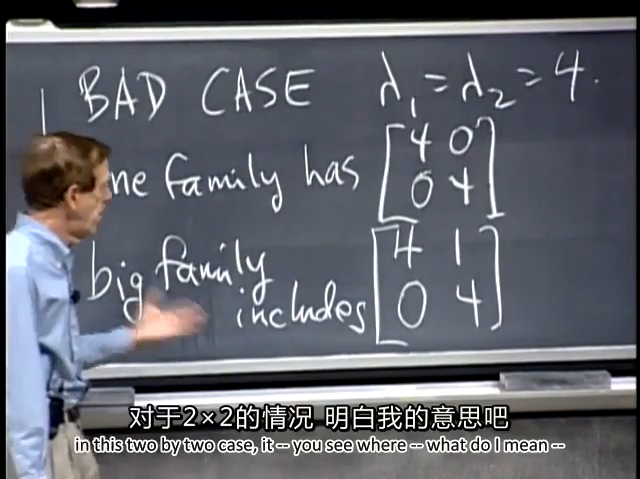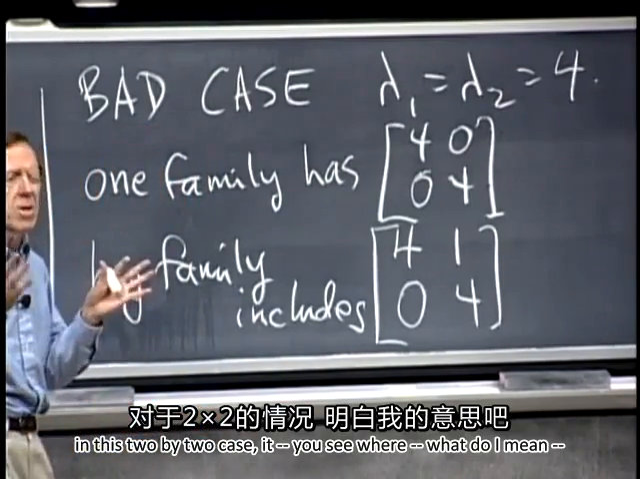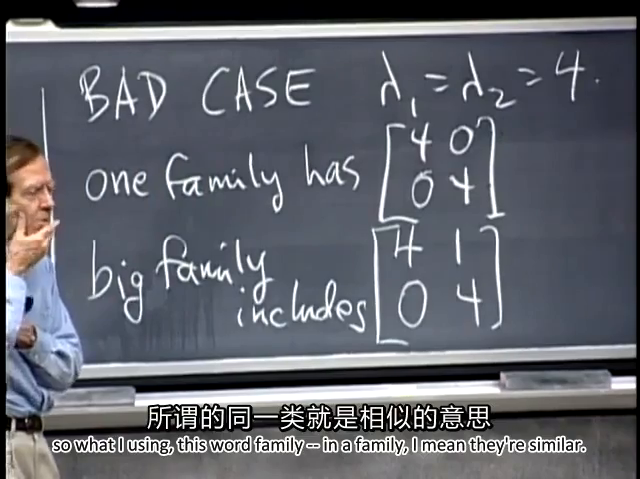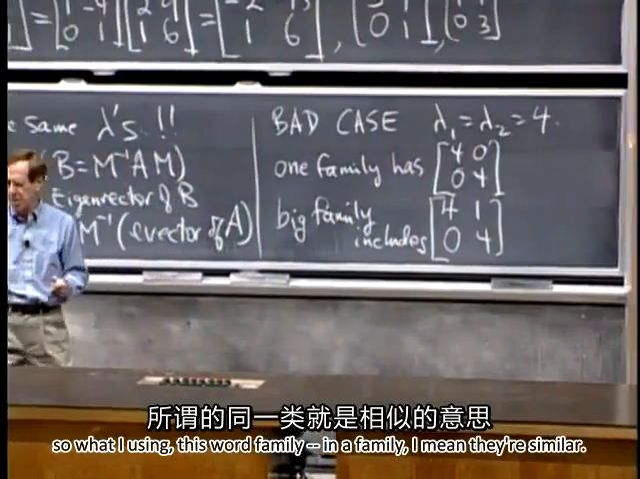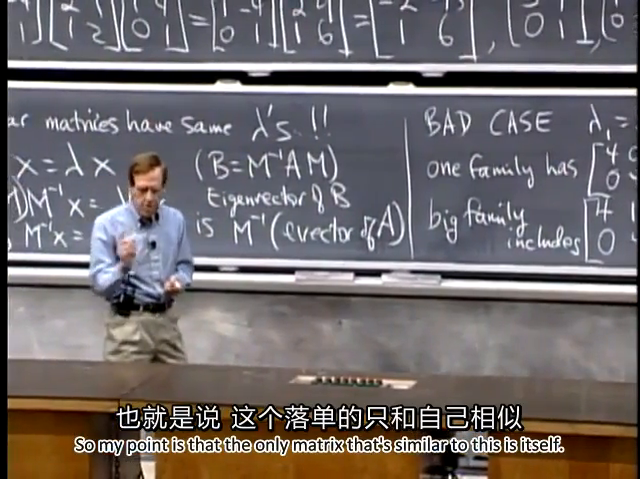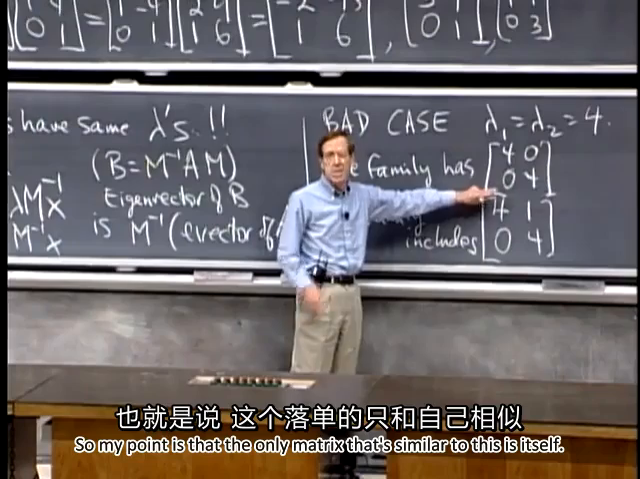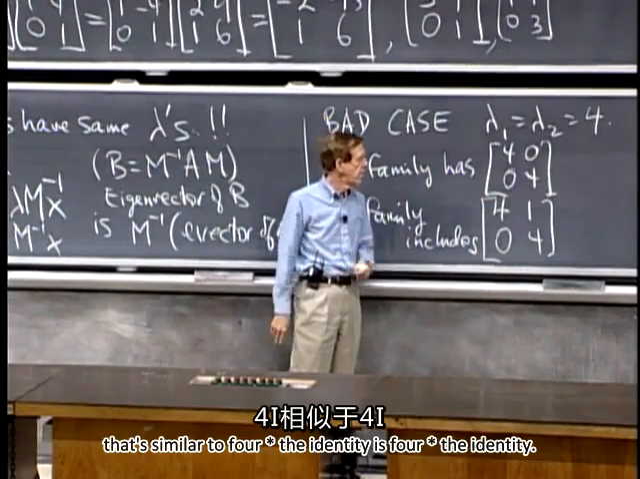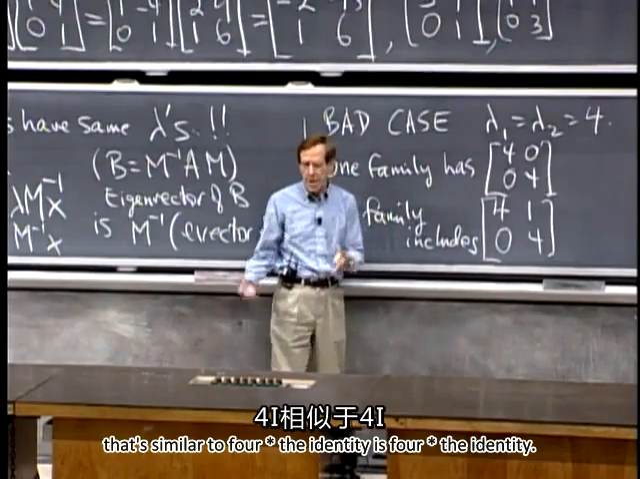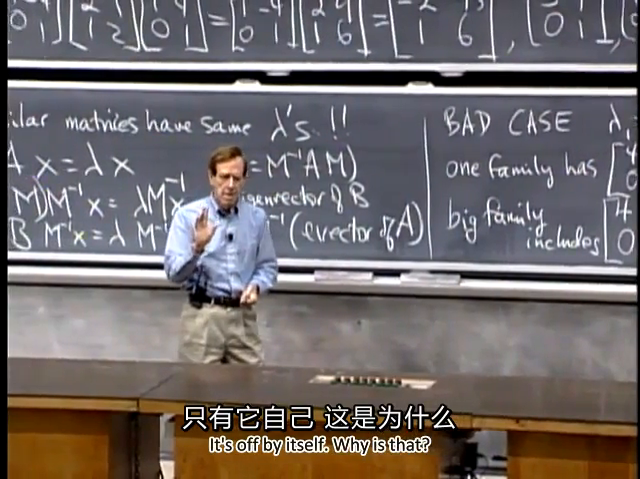All, in fact, in this 2 by 2 case, you see what do I mean? Why am I using this word family? In a family, I mean they're similar. So my point is that the only matrix that's similar to this is itself. The only matrix that's similar to 4 times the identity is 4 times the identity. It's off by itself. Why is that?